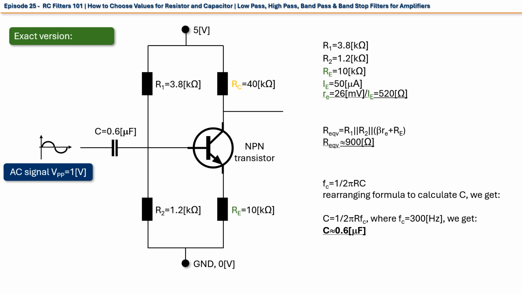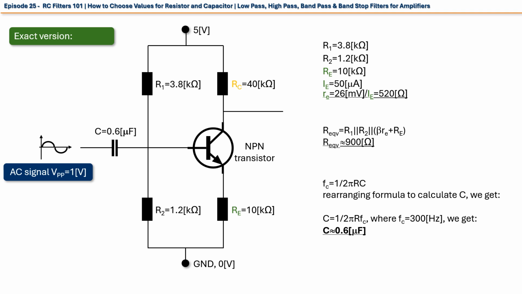So, where were we? We were trying to calculate values for the capacitor and resistor for a 300 Hz cutoff frequency for our amplifier. If we take the schematic for the amplifier from our previous video, and plug in all the numbers, we get that the equivalency resistor that our AC signal sees is around 900 ohms.